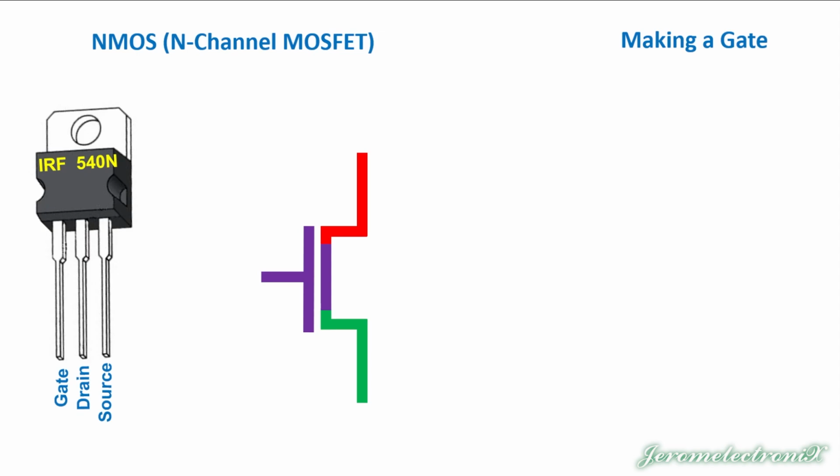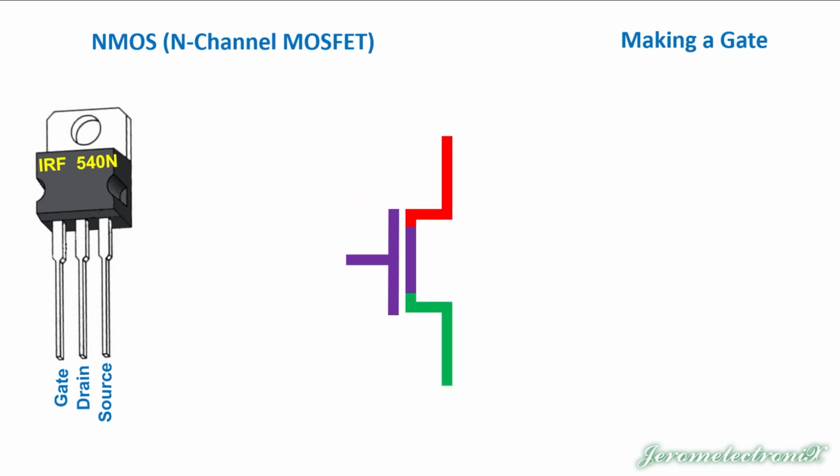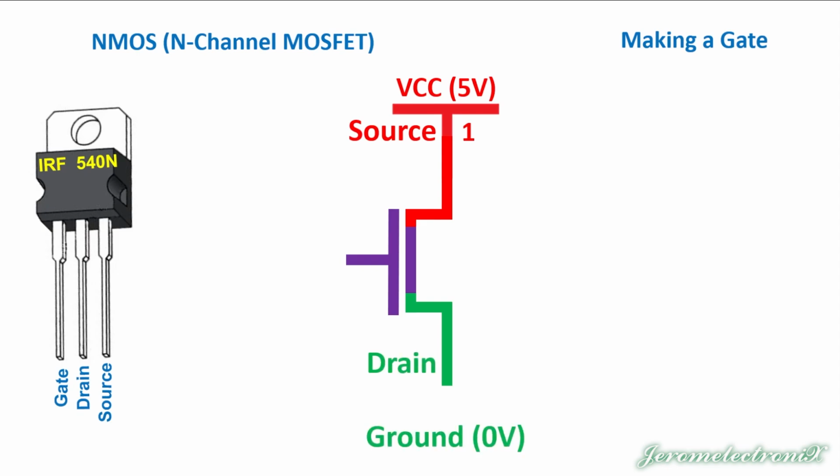We're going to make a gate. I'm going to make a NOT gate, an inverter. So to make an inverter, I'm going to need a power source. So I'm just going to put a VCC 5 volts in the top, and that of course is a digital 1. In the drain down below, we're going to just connect a ground to it. That is 0 volts or a digital 0.